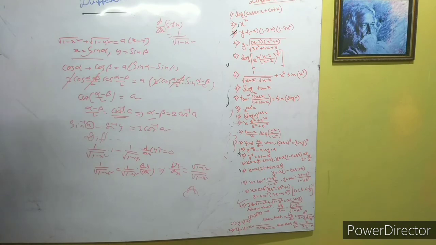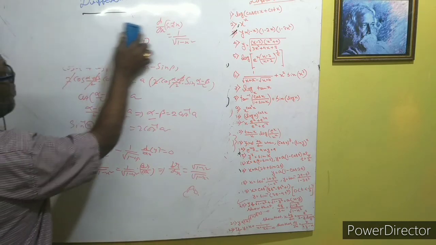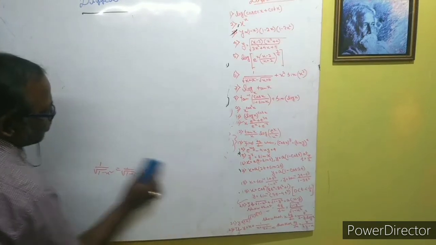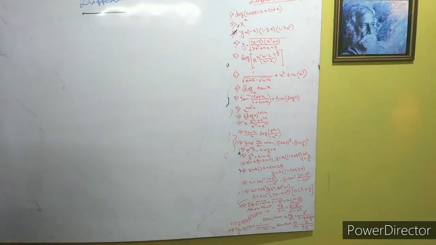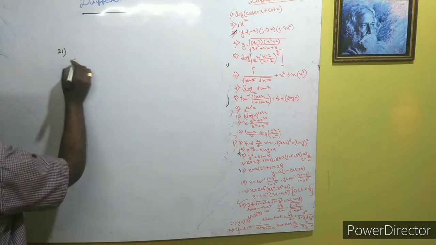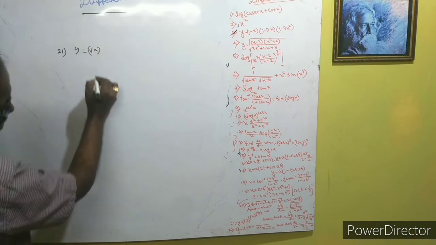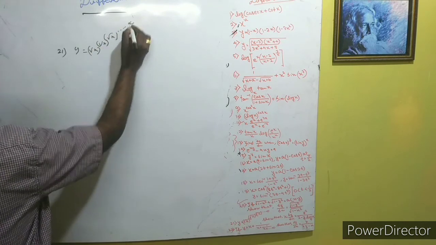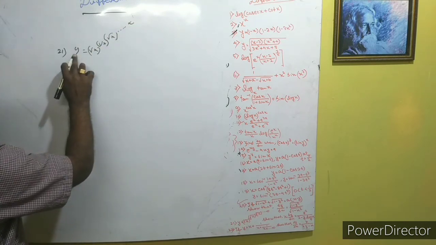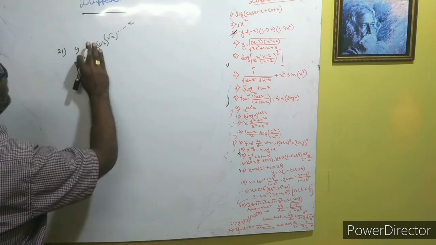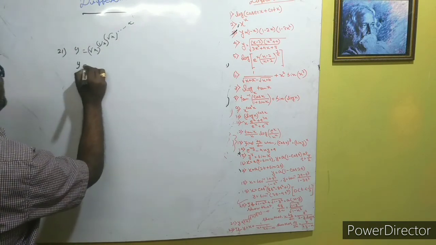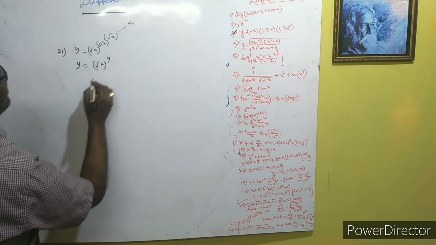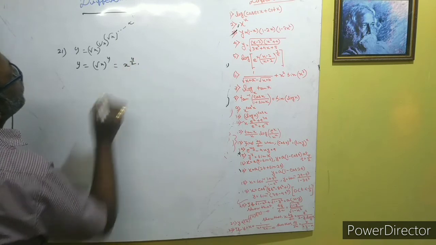Now the next is 21, and there is 21, 22, and these are all the same question. So we follow 21 here. y is equal to root x to the power root x to the power root x, and so on to infinity. Okay, see, these are repeated. So if we eliminate this, this part we can also write as y. So root x to the power y, that is x to the power y by 2.